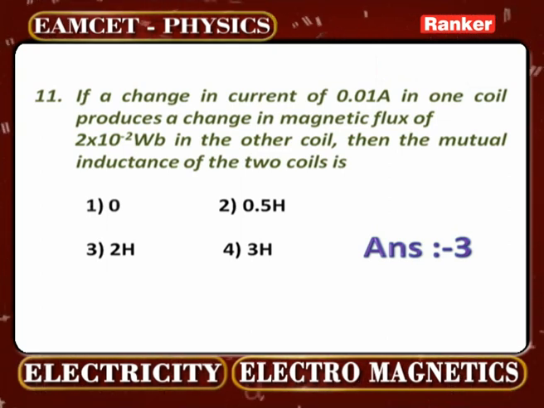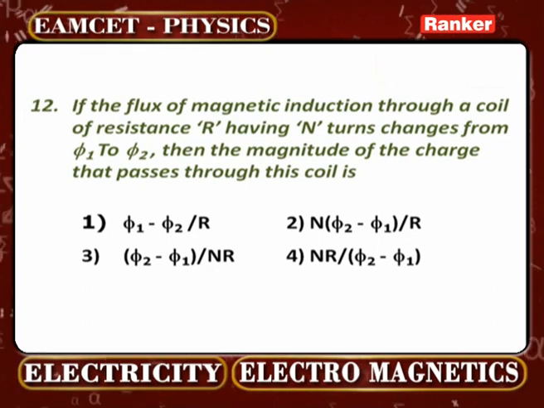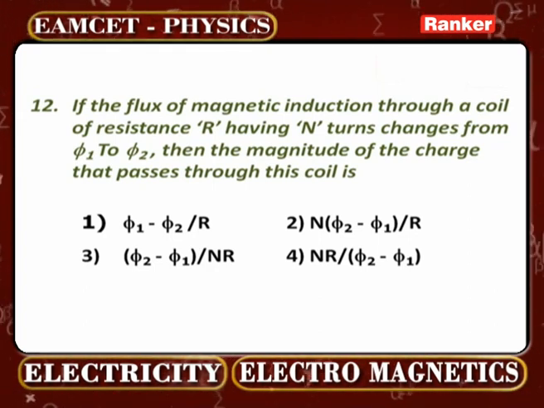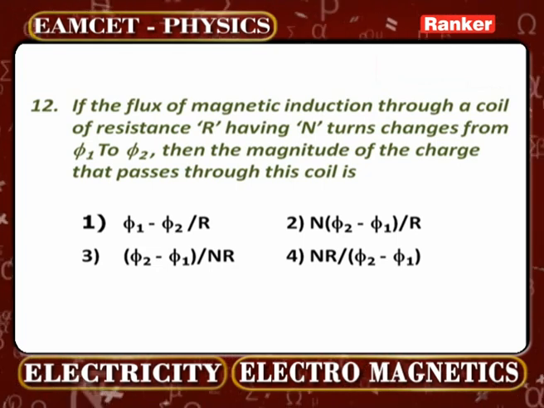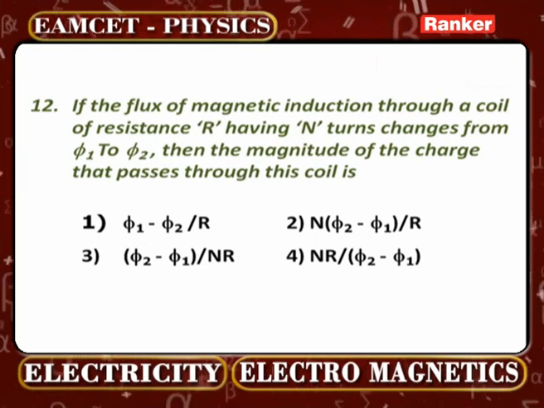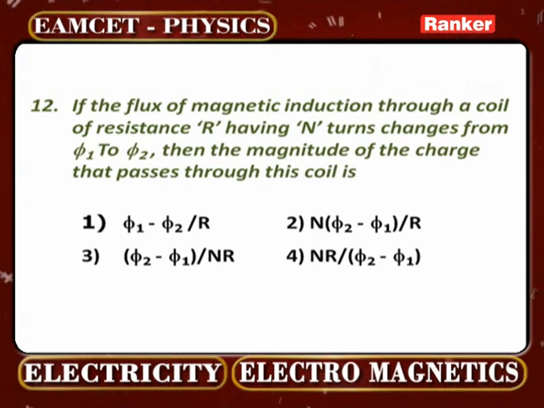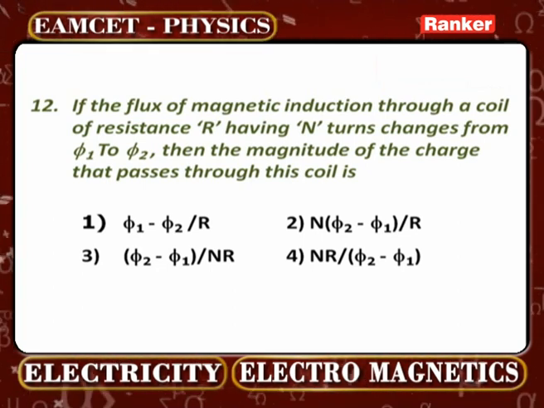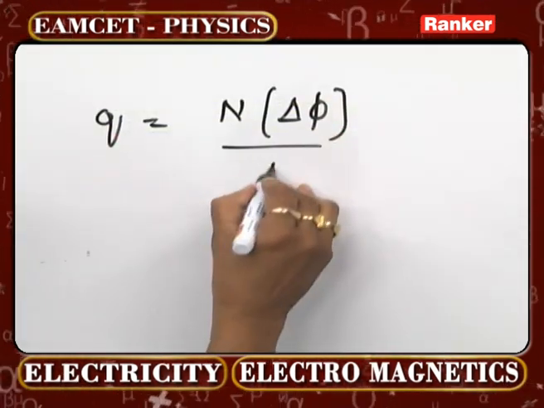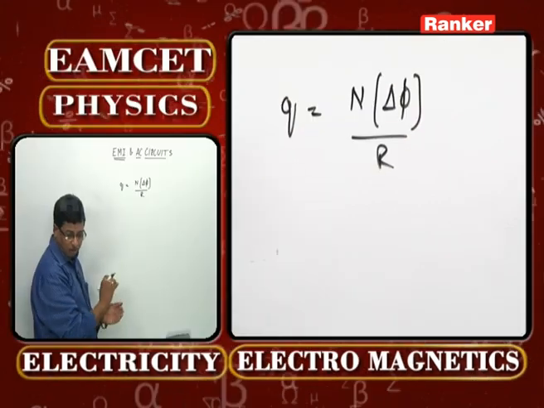Look at the next problem, that is problem number 12 please. If the flux of magnetic induction through a coil of resistance capital R having n turns changes from phi1 to phi2, then the magnitude of charge that passes through this coil is how much? That is the concept. In fact, we can understand charge if I write it as Q. It is n into delta phi by the value of R.